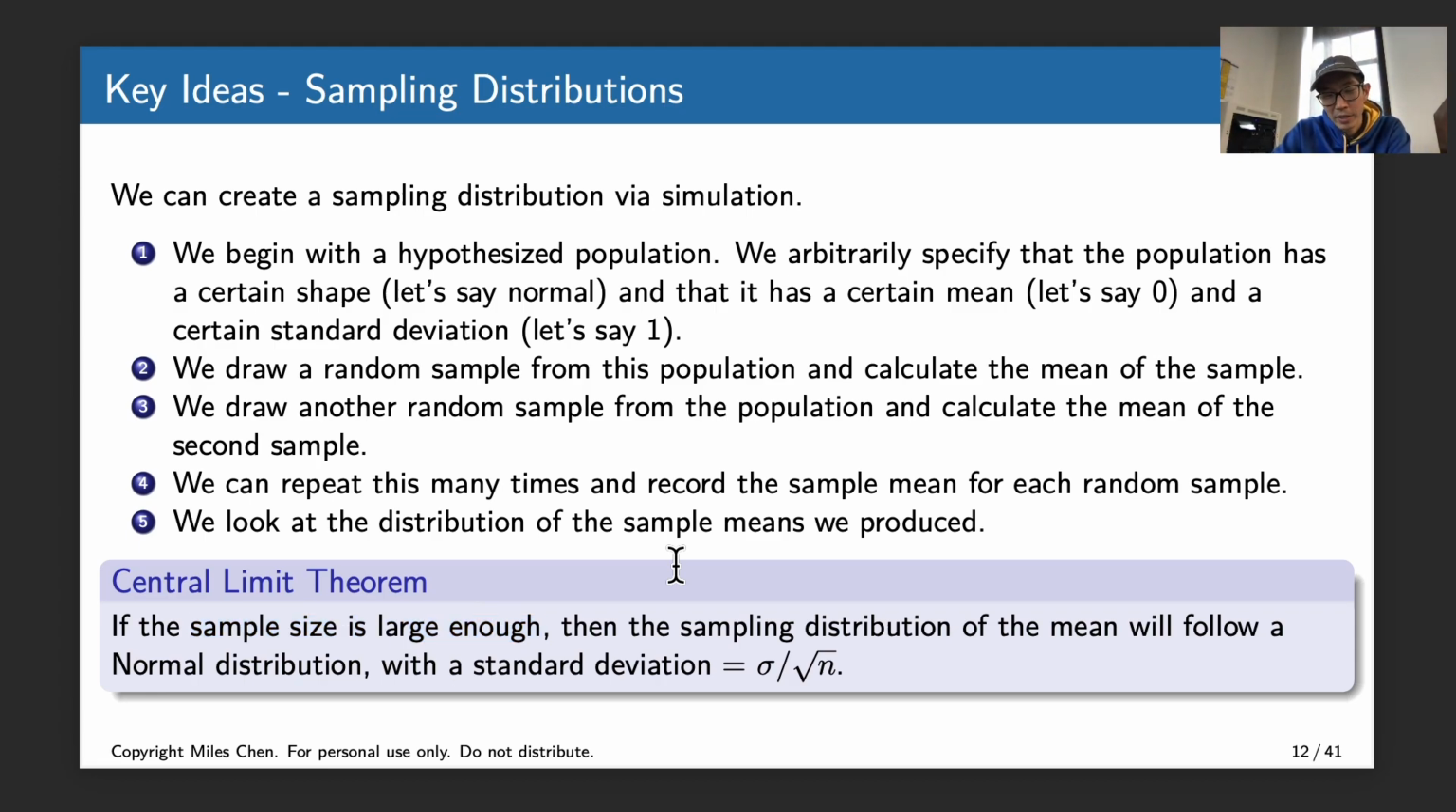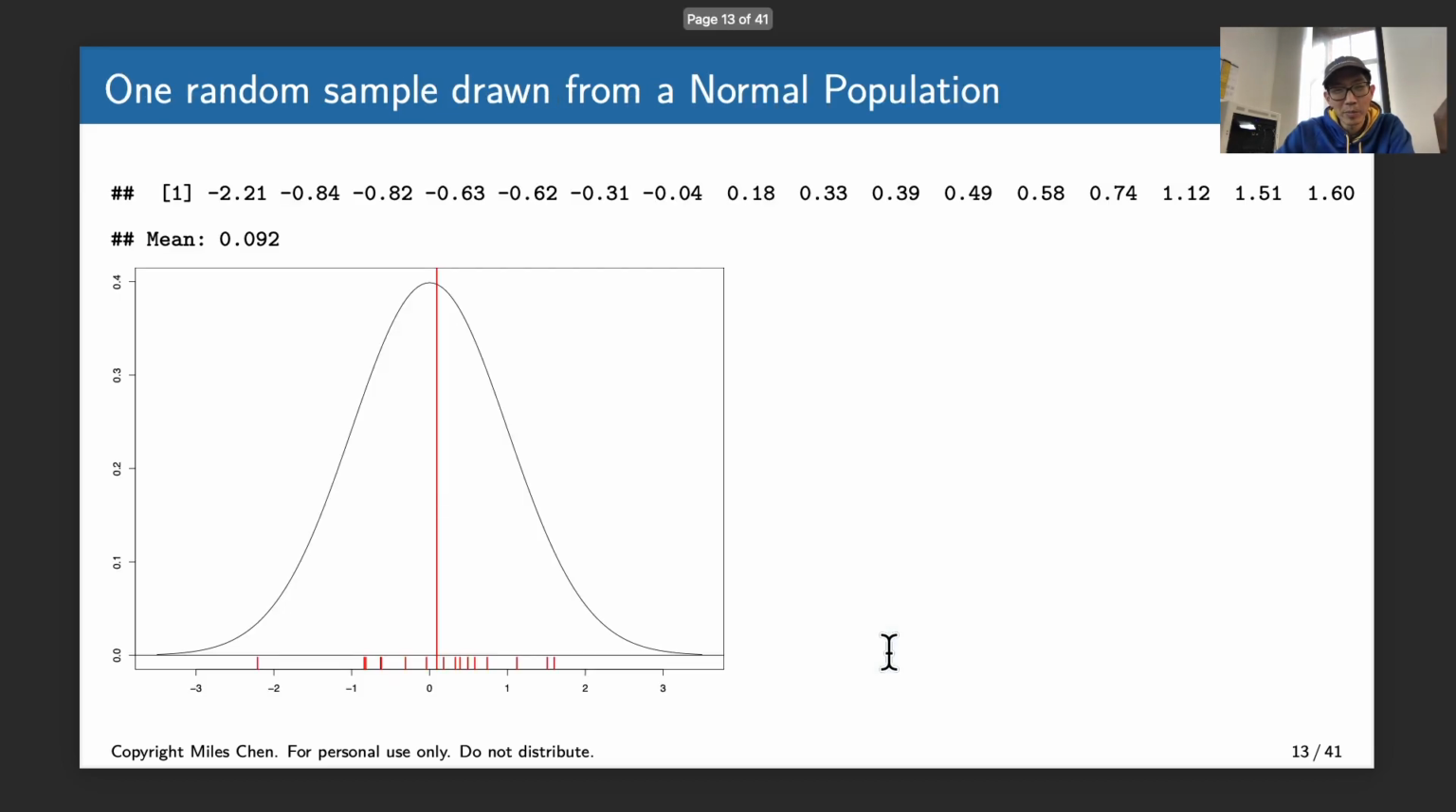But anyway, the central limit theorem does say that if n is big enough, it will follow a normal distribution no matter what the population is. But that n might need to be really big. So anyway, these are just some demo examples.